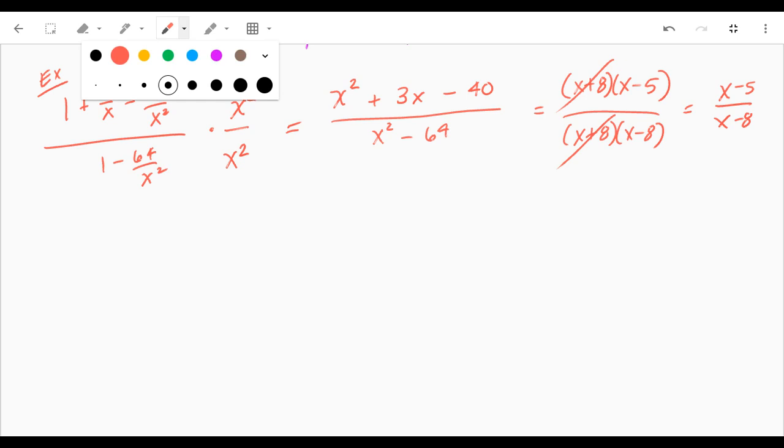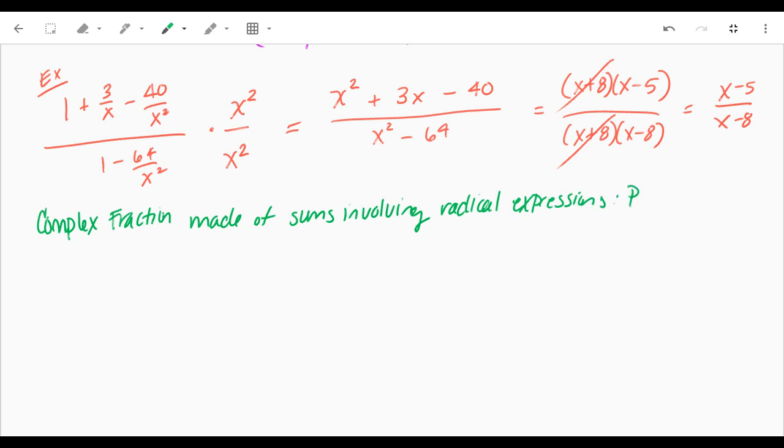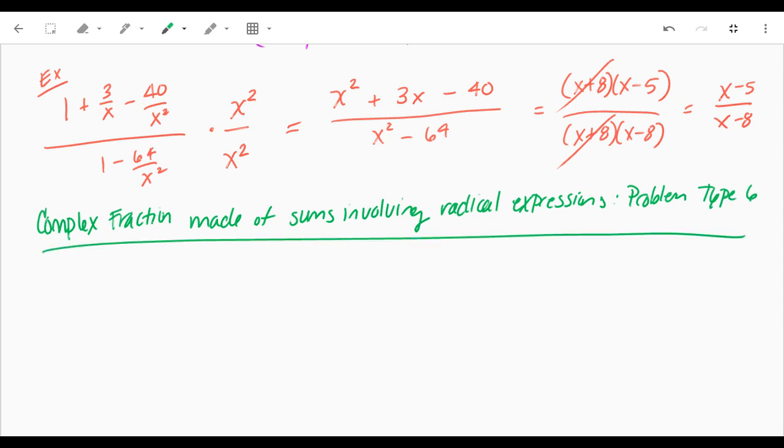Okay, kind of adding some more steps to these. The next one is complex fraction made of sums involving radical expressions. And this is problem type 6. So just a little bit different. Same idea, a little bit different.